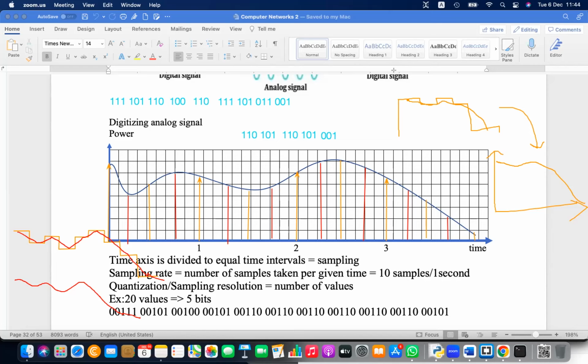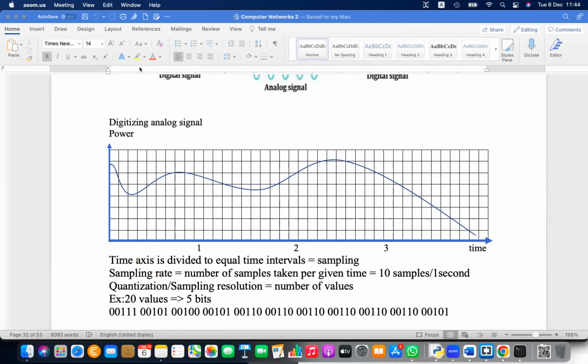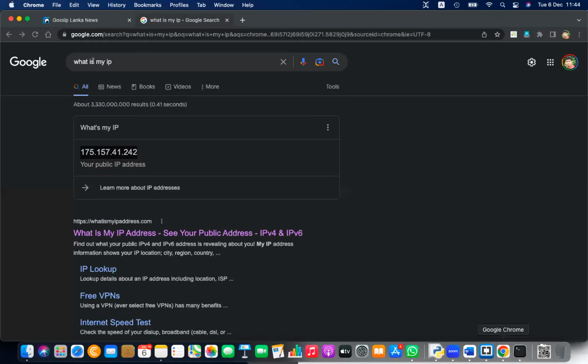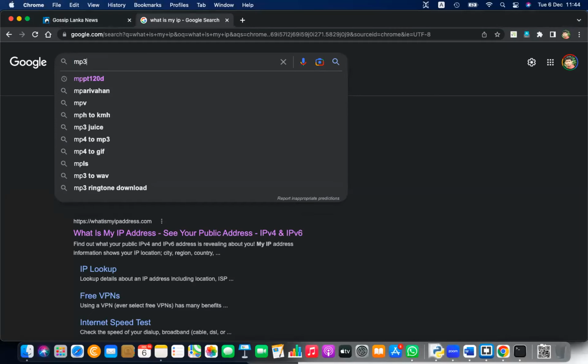Right? Have you seen this? This is there when you are downloading MP3 songs also. They mention the sampling rate. Sometimes, but you have never considered that. MP3 is a digital format of music.